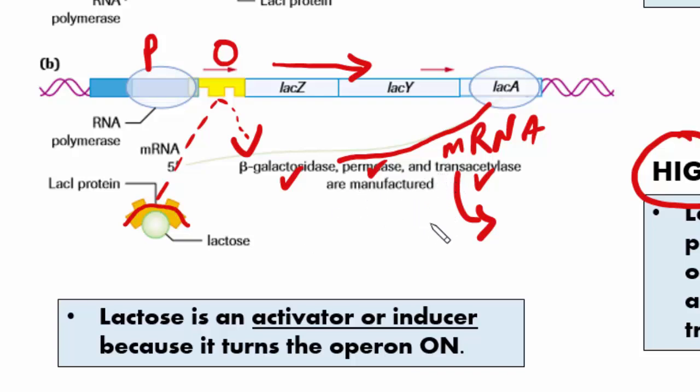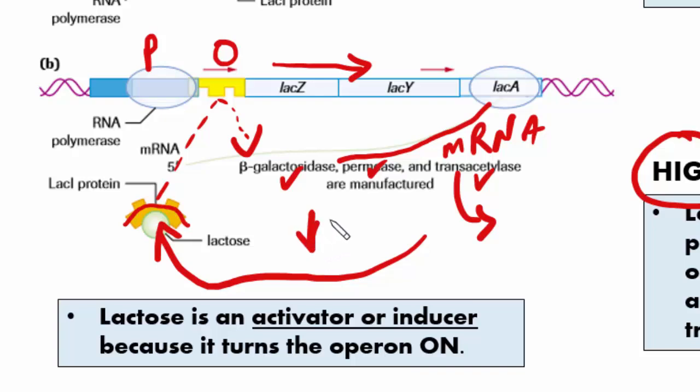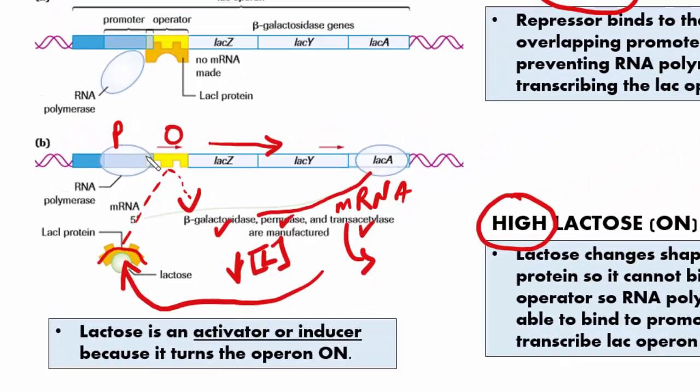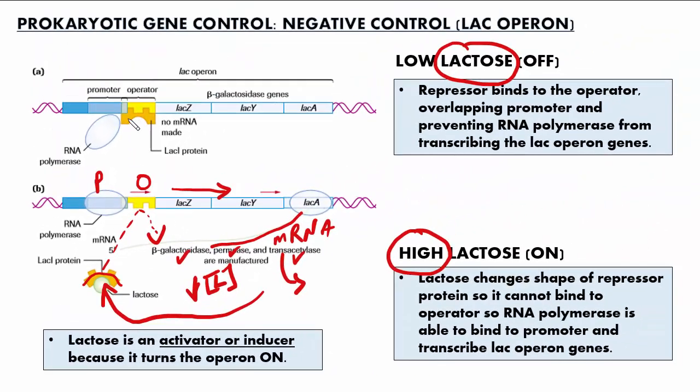As these enzymes function and act on the lactose, it starts to decrease in concentration, decreased concentration of lactose, put an L in there. As lactose becomes unavailable, we go back to this state where the repressor protein is not bound anymore, and therefore its shape is the normal shape, binds to the operator, overlaps the promoter. RNA polymerase cannot get in.